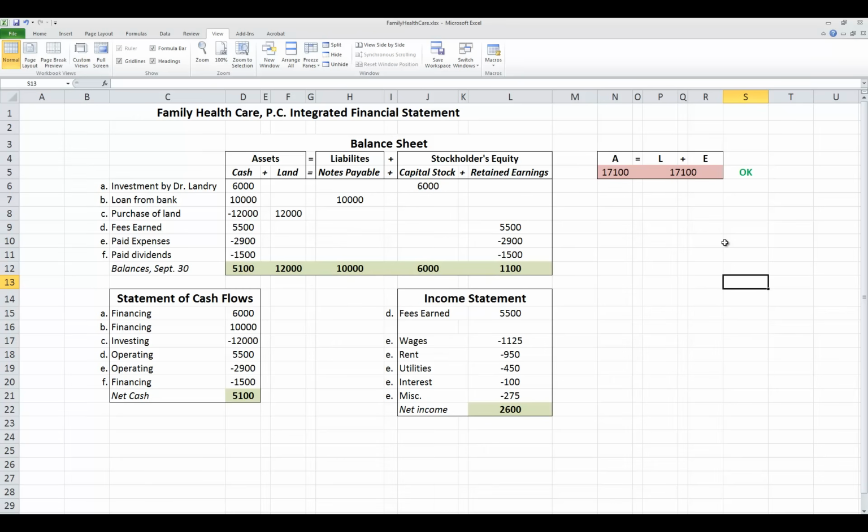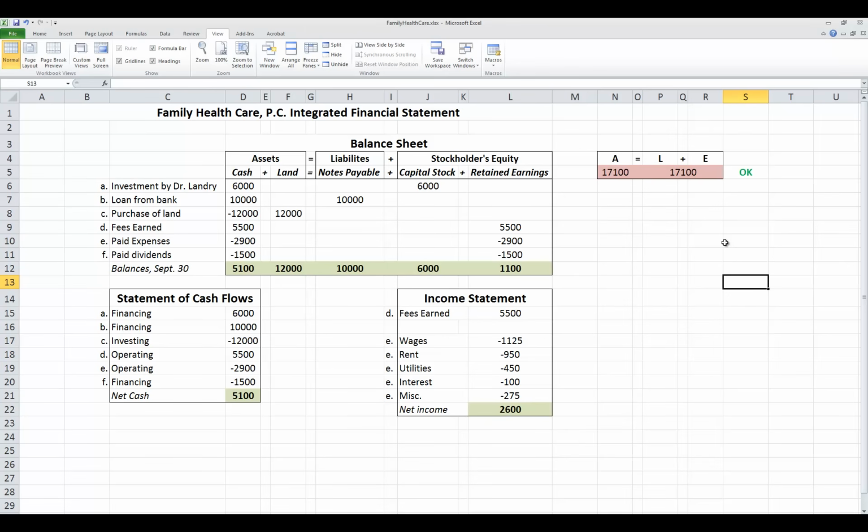Now, he also has $12,000 in land, and that is the land he purchased up in transaction C. So on the asset side, we have $17,100. Now let's go to the liabilities and equity side.